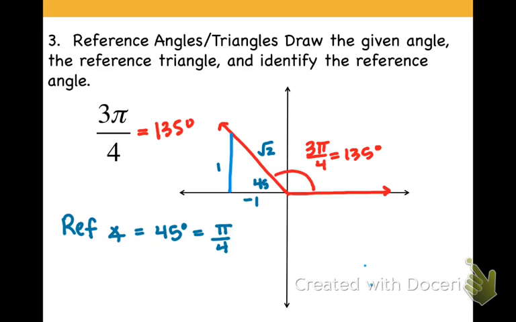The triangle is the same. Whether or not we use 45 degrees or pi over 4 radians, the triangle is the same. That horizontal distance there, because we're moving to the left, it's negative. The vertical distance is positive because it's moving up. And then the hypotenuse is always positive for all of these triangles.